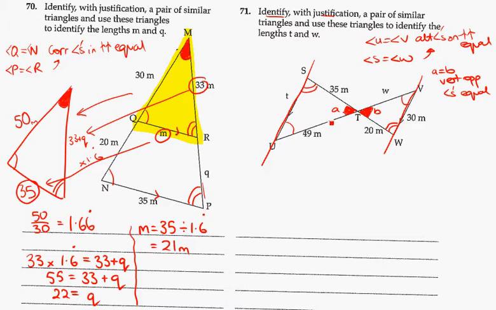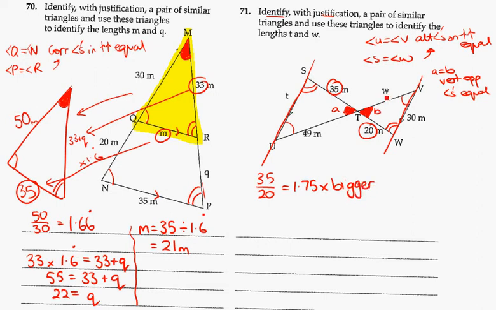Right, so working out how many times bigger the bigger triangle is than the small one, I can see that the 20 is going to correspond to the 35 because 20 is between the shaded and the double angles. 35 is between the shaded and the double. So 35 divided by 20, 1.75 times bigger.